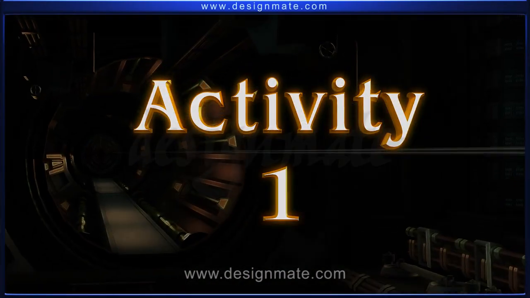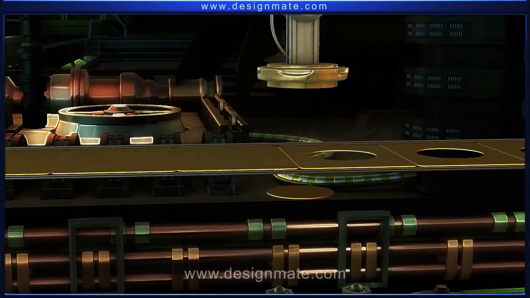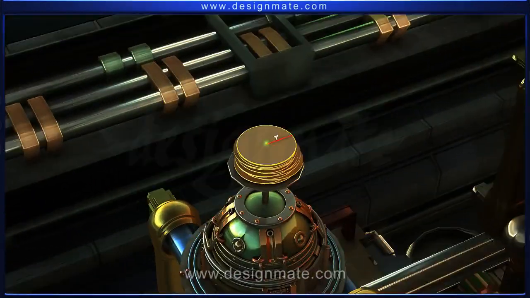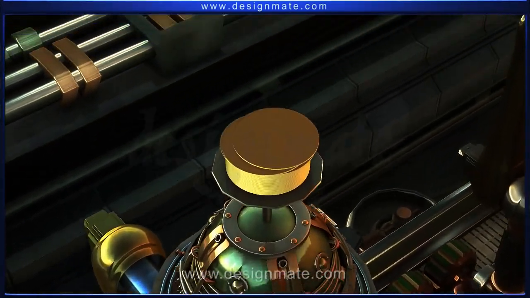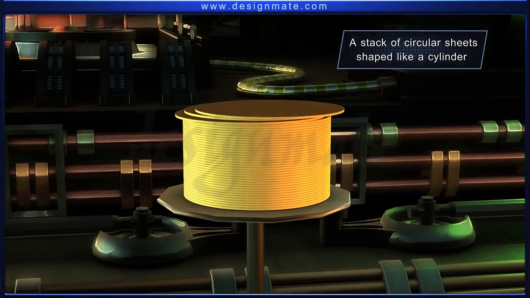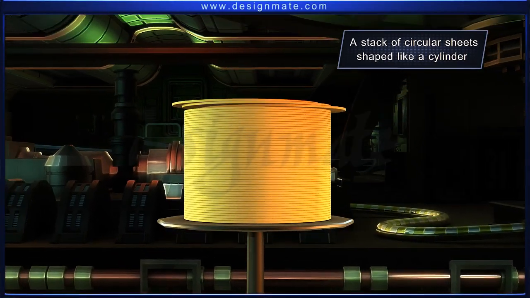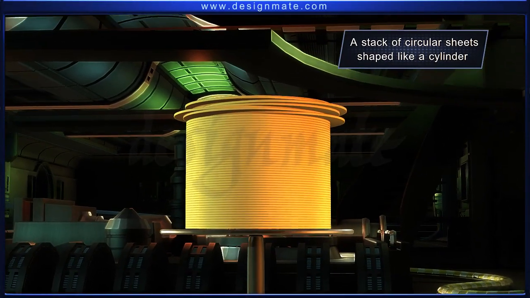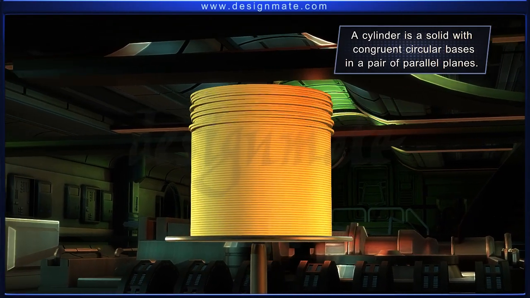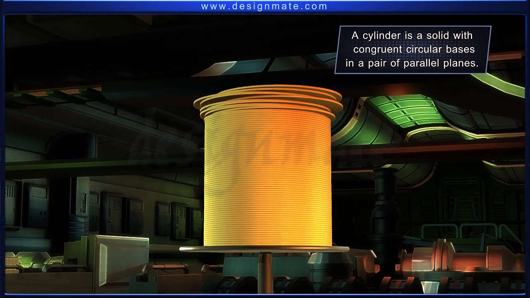Activity 1. Let us take a sheet of paper and cut out some congruent circular sheets of radius r. We will pile these up one above the other in such a manner that each circular sheet covers the other. As we keep piling these, we see that it begins to take the shape of a cylinder. From this activity, it is clear that if we keep piling the circular sheets, we will get a cylinder.